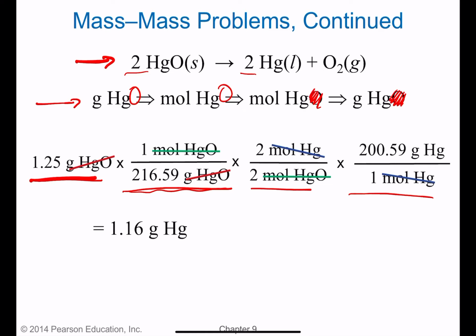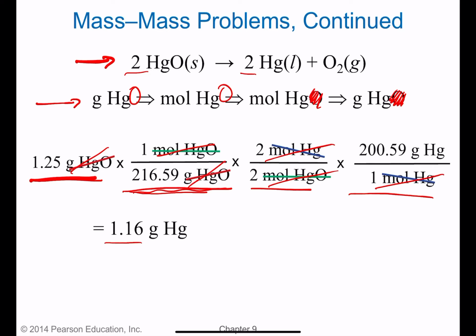In terms of units, the molar mass the first time was written with grams on the bottom so that grams of mercury oxide could cancel. Then with the mole ratio, the mercury was on top and the mercury(II) oxide on the bottom so that moles of mercury oxide could cancel. And then with the second use of molar mass of mercury, we put moles on the bottom so that moles of mercury could cancel. And you should get 1.16.